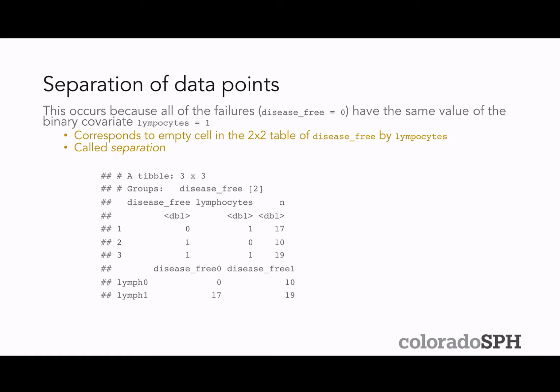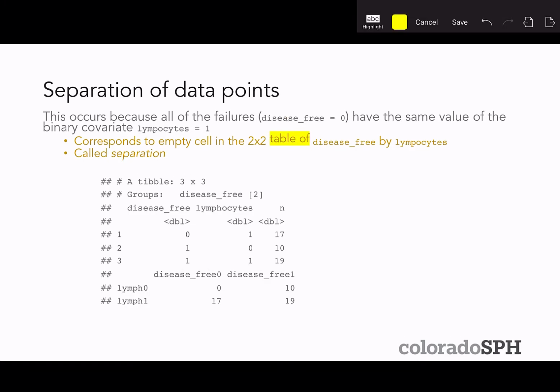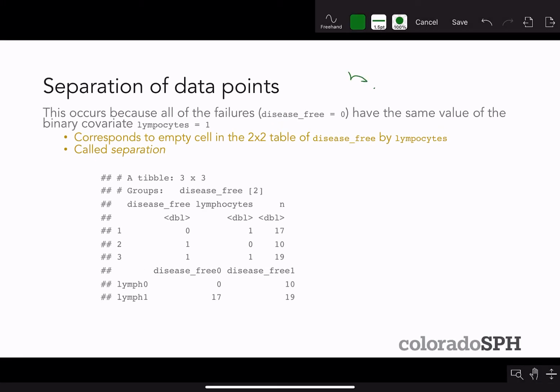And so why is this actually happening? Well, it occurs because all of the failures, the values of the disease-free outcome equal to 0, have the same value of the binary covariate. They all have the value lymphocytes equal 1. And this corresponds to an empty cell in the 2x2 table of disease-free by lymphocytes. And this is called separation.